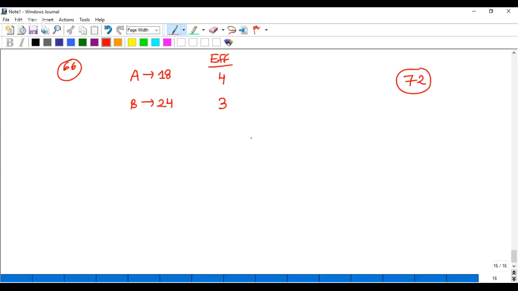And A and B are said to be working on alternate days. So every alternate day they complete 7 units of work. So for every 2 days they complete 7 units. Total work to be done is 70. So if I multiply by 10 here and 10 here, in 20 days they will be completing 70 units of work.